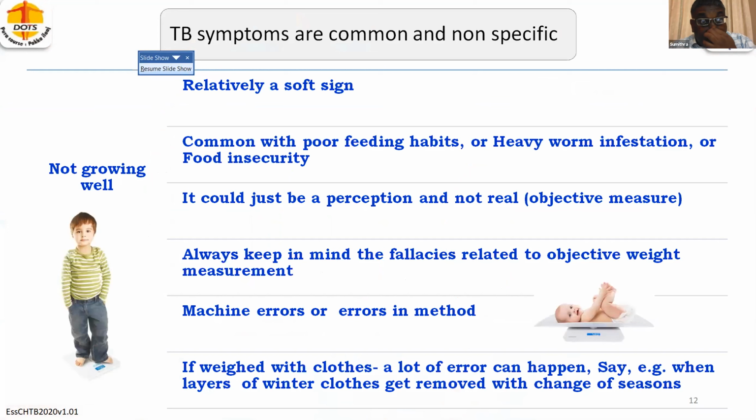So finishing with the cough, we'll just go to the not growing well part. That is a relatively soft sign, common with poor feeding habits. Malnutrition, undernutrition is very rampant here. It could be due to heavy worm infestation or food insecurity. And it could just be a perception and not real. Mother will be comparing the child with other children and telling that the child is not growing well. Also, you should always keep in mind the pitfalls regarding checking of the weight, like whether the same weighing machine is used, whether the zero error is corrected, machine errors, etc. And of course, the issue of weighing with the clothes also.